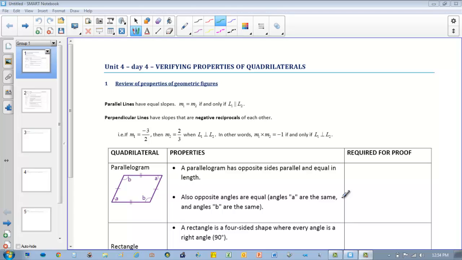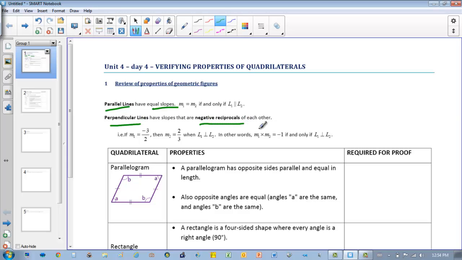Hello again. Today we're verifying properties of quadrilaterals. Couple of things to remember. Parallel lines have equal slopes. Perpendicular lines have negative reciprocal slopes. We've used them in previous lessons and we're going to use them a lot in lessons to come.